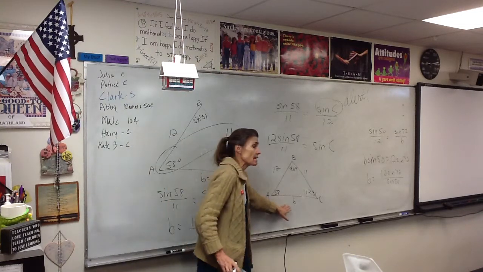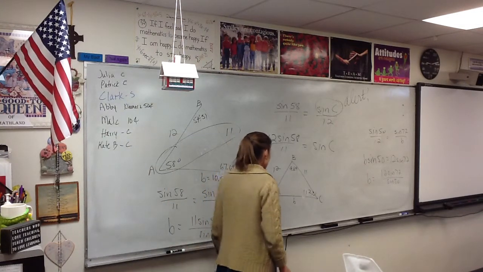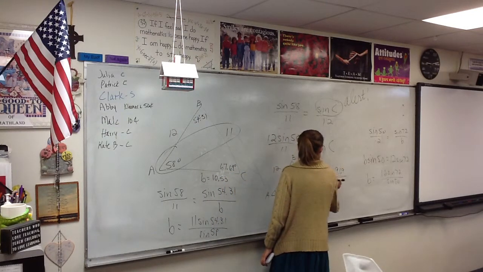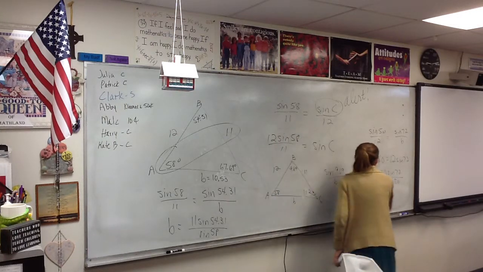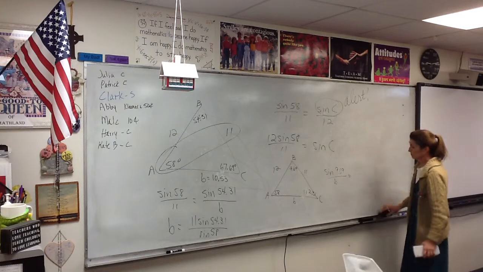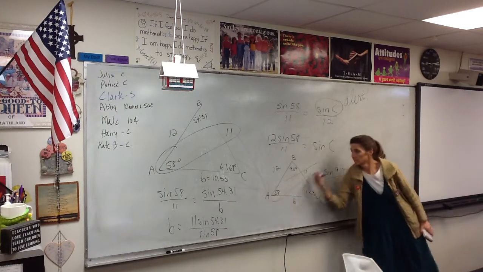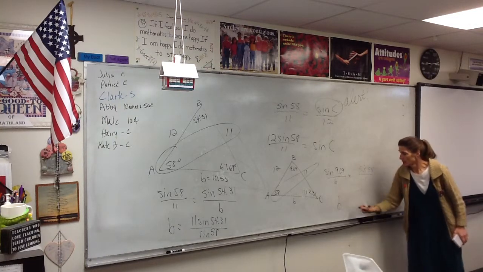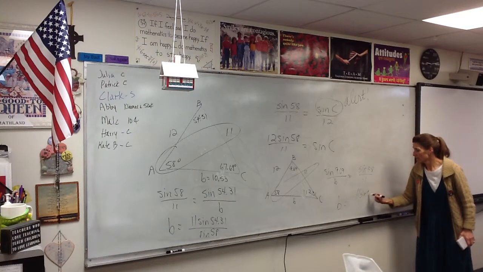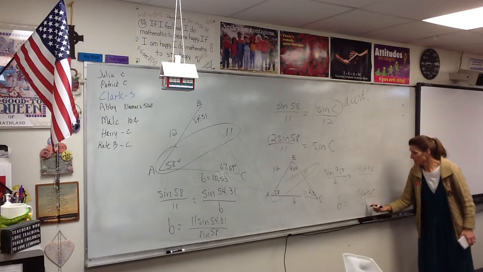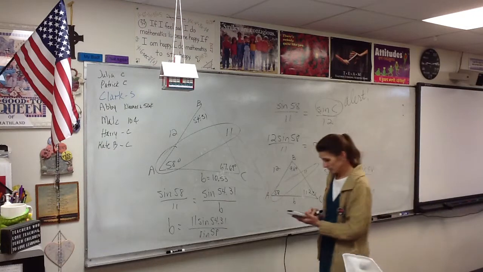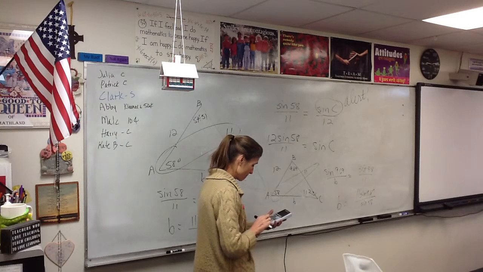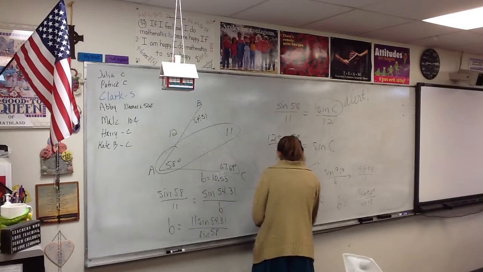So now I need this side B. So what will I write? Sine 9.69 over B equals sine 58 over 11. So B will equal 11 sine 9.69 over sine 58. Ooh, I got a tiny little number, 2.18.